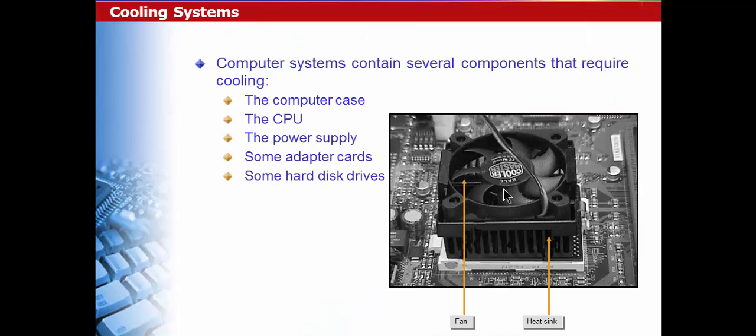Okay, so we also have a list of the main components that require cooling: power supply, some adapters. It contains several components that require cooling. The computer case is there, the CPU is there, the power supply is there, some adapters are there, and some hard disk drives are also there. These are combined all together. These components are known as a single system unit.